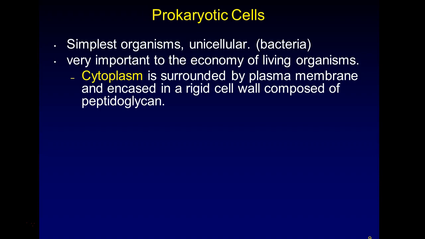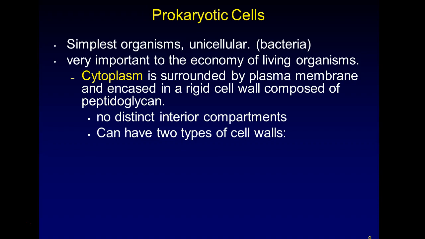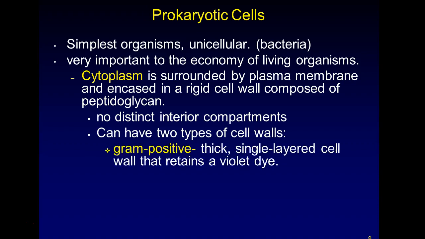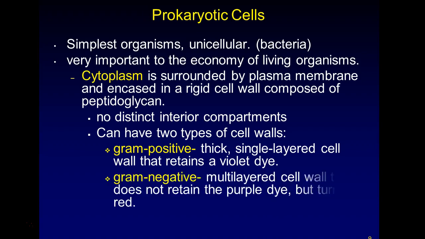Prokaryotic cells have a cytoplasm surrounded by a plasma membrane and encased in a rigid cell wall composed of peptidoglycan. The cell wall of prokaryotes is very important for a few reasons. They have no distinct interior compartments and can have two different types of cell walls. The first is called gram-positive, a thick, single-layered cell wall that retains a violet dye. There's a test that we do called the gram staining test that determines what type of cell wall we have. This comes in handy, and I'll explain it in just a minute. Gram-negative is a multi-layered cell wall that does not retain the purple dye but turns red instead.